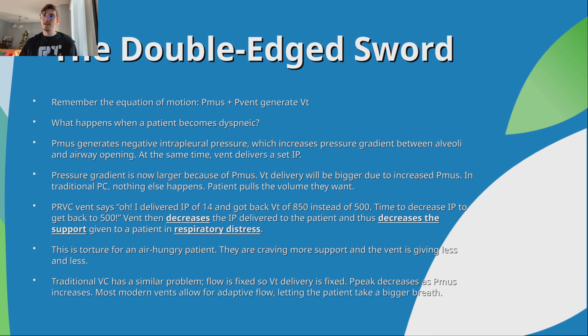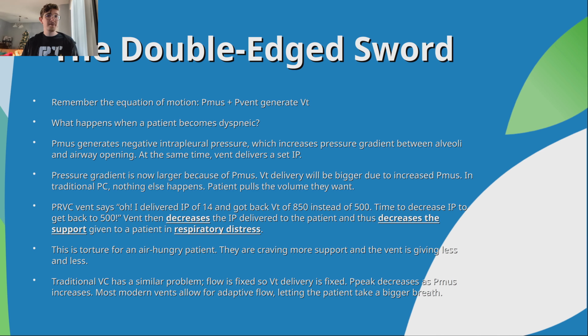So the delivered volume is going to be bigger because there is now a bigger gradient between the airway opening and the alveoli. In traditional pressure control, nothing else happens. The patient just pulls a bigger tidal volume. If they're dyspneic, they're going to get more flow. They're going to get more volume. Now, what happens with the PRVC vent? The PRVC vent goes, oh, I delivered an inspiratory pressure of 14, and I got back a tidal volume of 850 instead of 500.